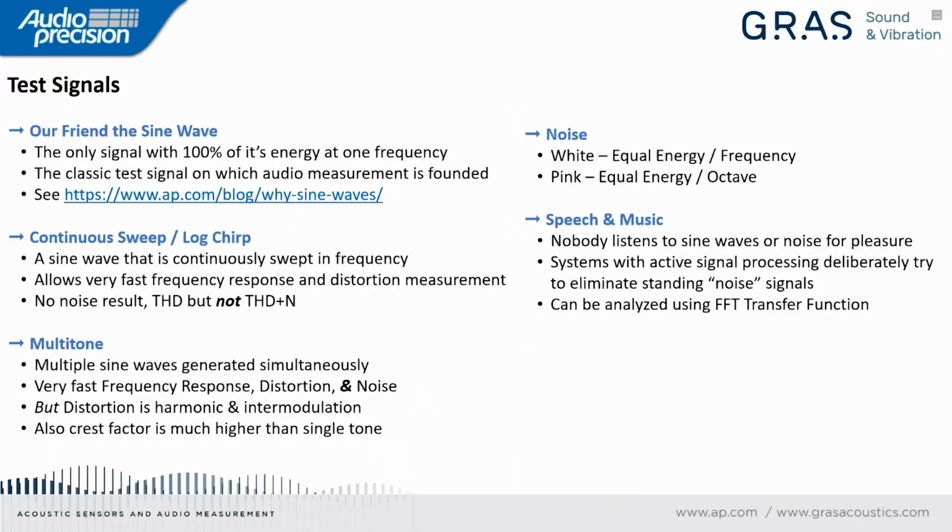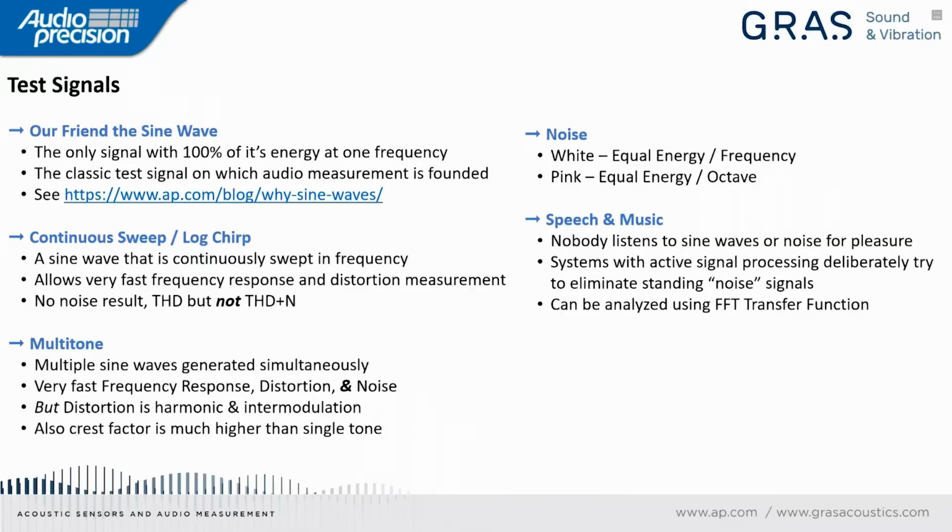Another test signal that's very common, especially in acoustic measurements today, is a continuous sweep or a log chirp, or sometimes you'll hear people call it a Farina sweep. This is a sine wave, but it's a sine wave whose frequency varies continuously with time. And I'll play samples of all of these in a moment. Pluses, it allows a very, very fast characterization of a device under test. You can extract the frequency response and distortion of a device in potentially less than a second. One disadvantage is the mathematical technique that's involved does not give you a noise result. So you get the distortion of a device, you do not get its distortion and noise.